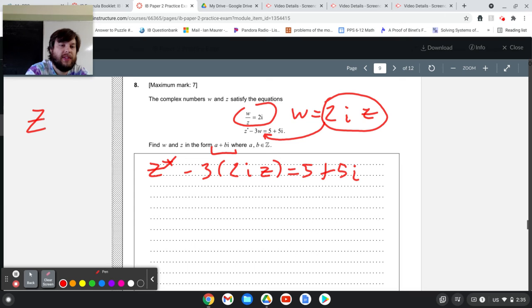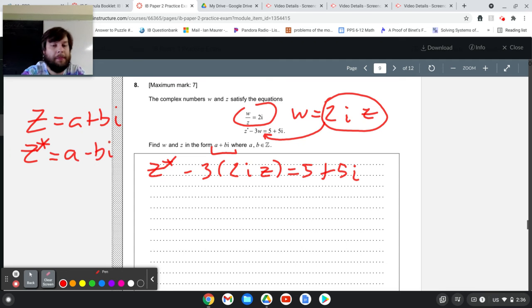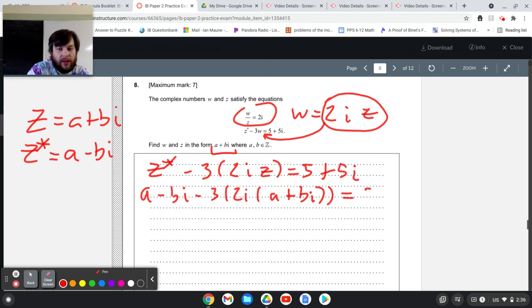So I'm going to say that z equals a plus bi. Z star is usually, I've seen it written as z with the bar on top of it. It means the conjugate, a minus bi. So let's write everything out in terms of a and b. A minus bi minus 3 times 2i times z, which is a plus bi, still equals 5 plus 5i.